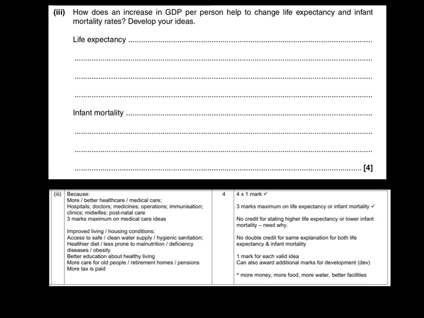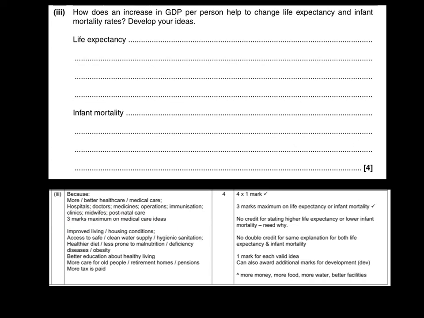So better healthcare, medical care, more hospitals, better doctors, more medicines, better access to operations, vaccines, immunisation. Basically, one of the mistakes to make is don't just say better healthcare. Better healthcare gets you 1 mark. You can pick out 2 or 3 of these things, and that will get you extra marks. Trouble is that you only get 3 marks in total for talking about medical care.